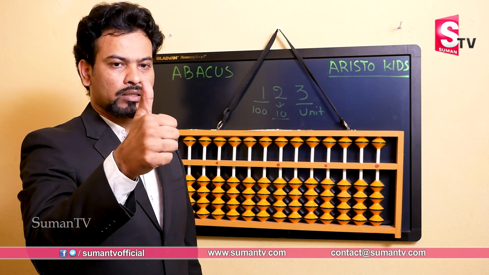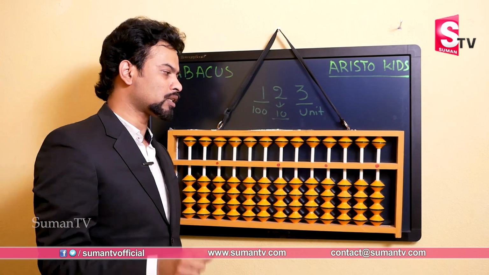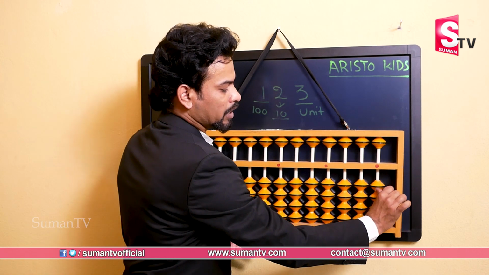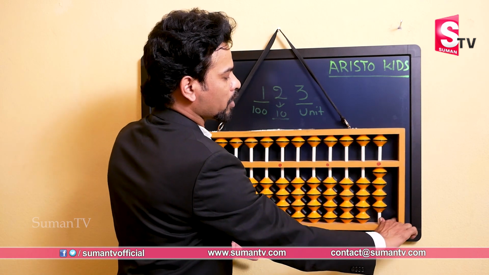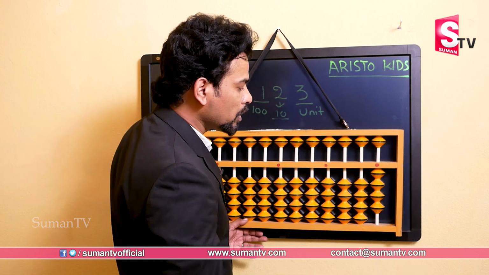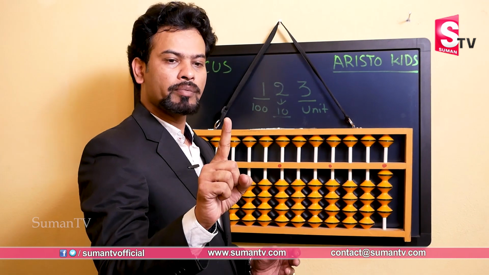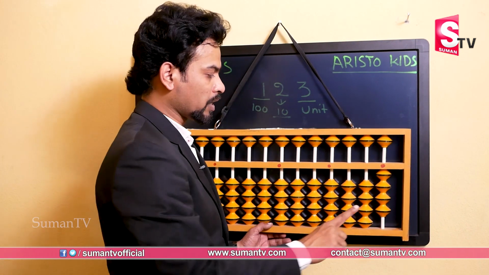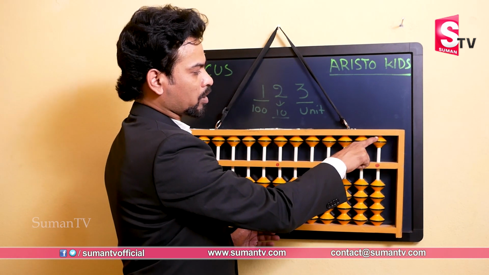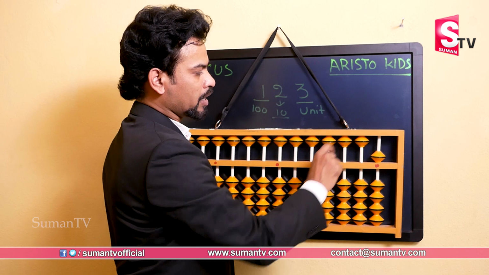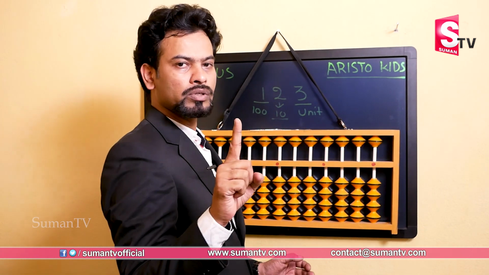Now let's see what the use of this thumb is. We will use this thumb only to make the lower beads go up. To make the lower beads go down, we will use the index finger. To make the upper bead go down, also we will use the index finger. And to make the upper bead go up, also we will use the index finger.